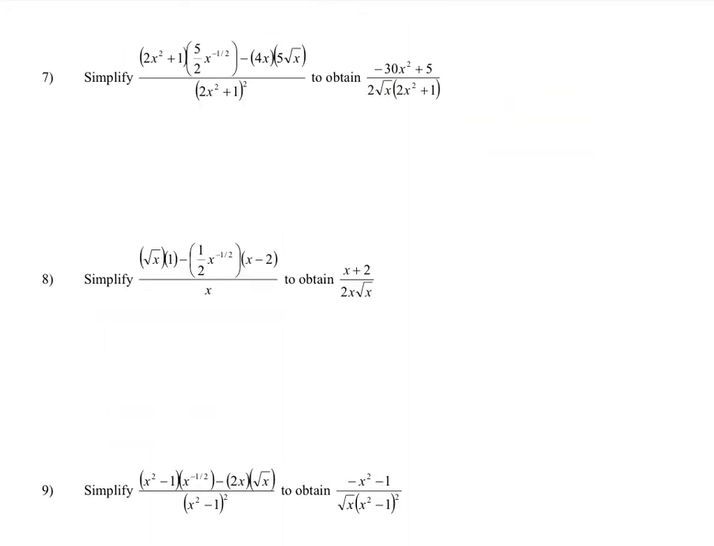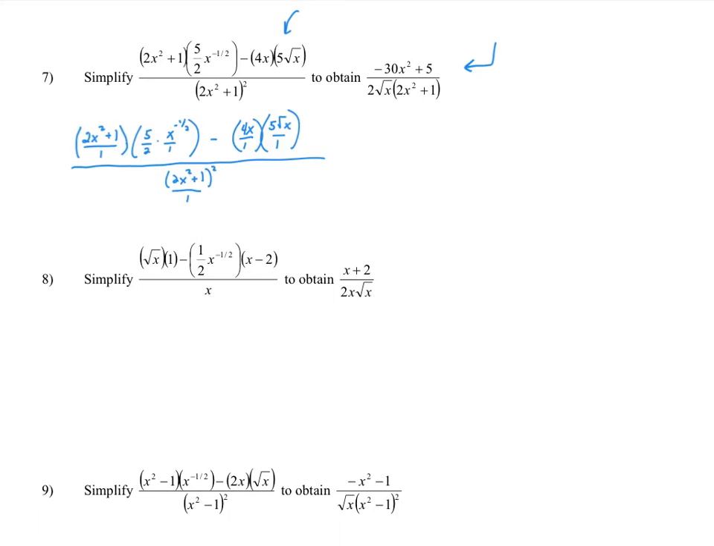Okay, let's move along to number 7. It says simplify this complex fraction in order to obtain this. First, it's helpful to rewrite so that we have denominators. So I put a bunch of things over 1. Next, I see that we have an x to the negative 1/2, so we should rewrite that. Throw the x into the denominator and make sure that the exponent becomes positive. So by rewriting, we obtain this.